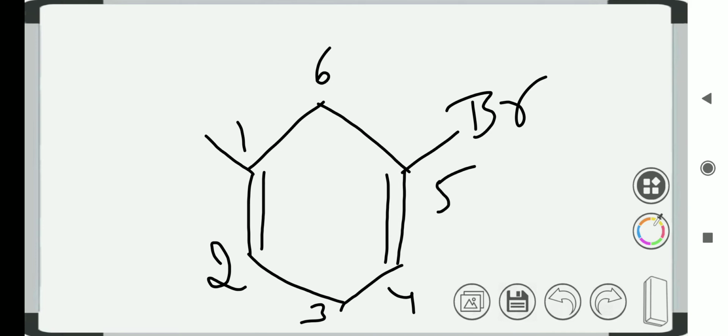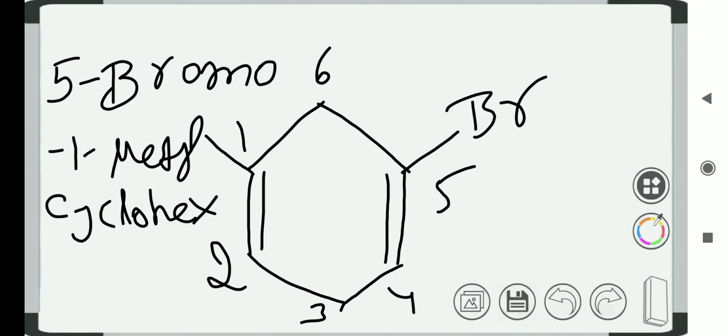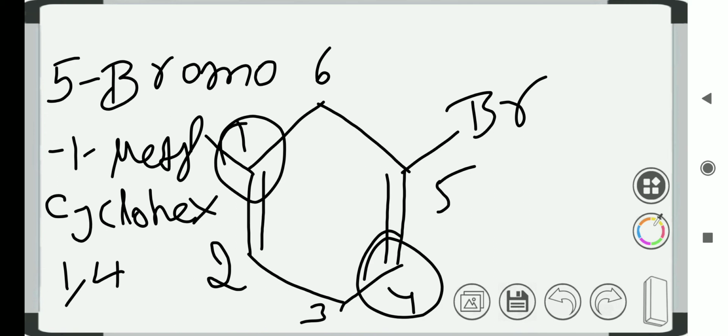If you start the IUPAC name for this compound as per the alphabetical order, you have to go for the halogen at the 5th position as 5 bromo, 1 methyl cyclohexa. We have to mention the position of the double bonds, which start at 1, followed by the fourth, as 1,4. We have two double bonds, diene. Okay, the IUPAC name is 5 bromo 1 methyl cyclohexa 1,4 diene.